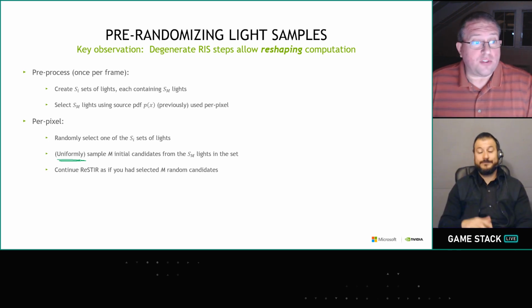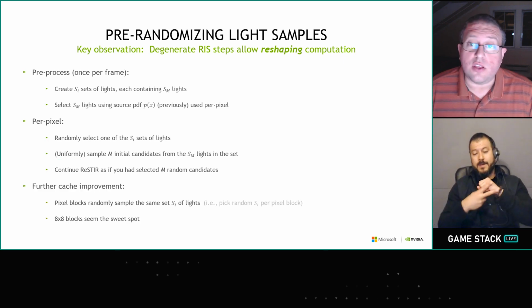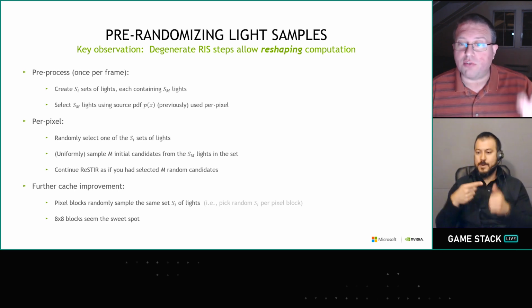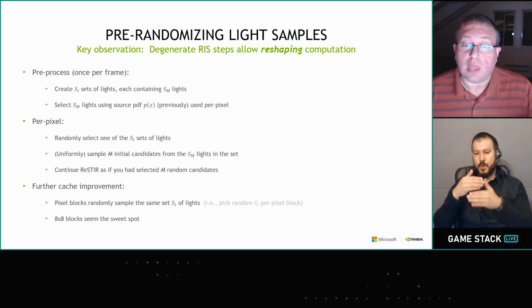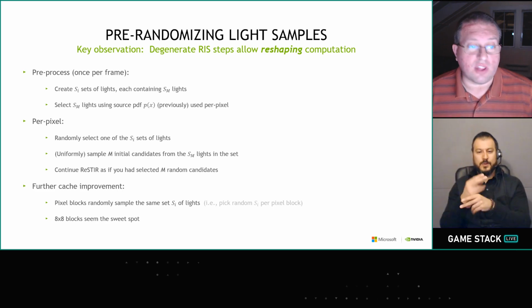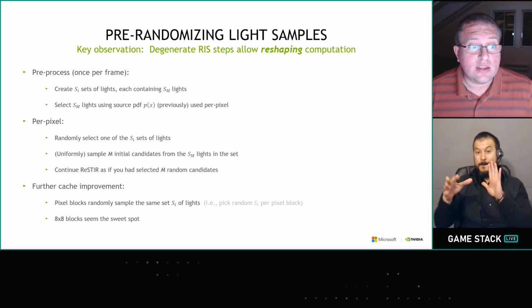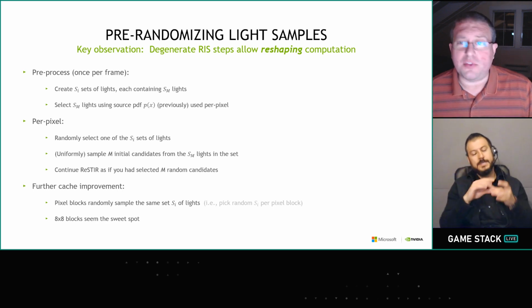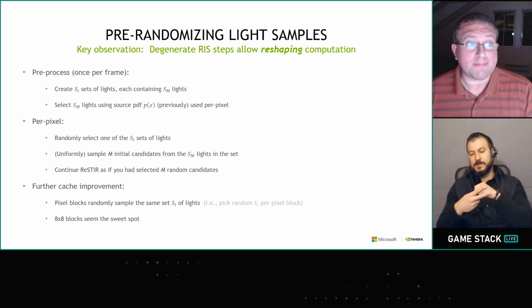And it just works. It's really great. For further cache improvement, you can actually select your pools of lights not on a per pixel basis, but over some fixed window in screen space. Say every pixel in an 8x8 block could use the same pool of lights for their candidates. Now, this doesn't mean they all will pick the same light, but it does introduce the possibility for more correlations. And so this block size needs to be relatively small, but big enough to unlock further cache improvements. And 8x8 was about the sweet spot.